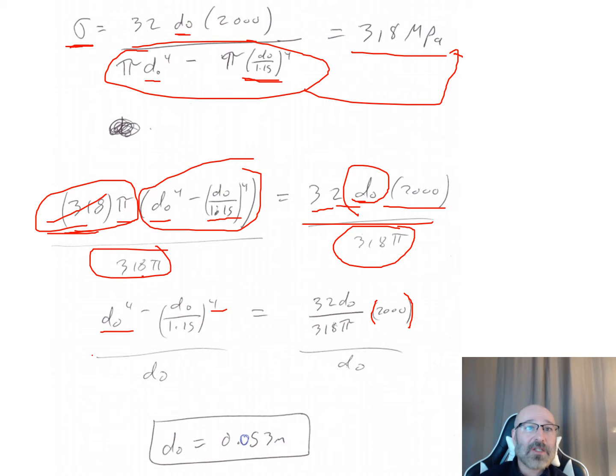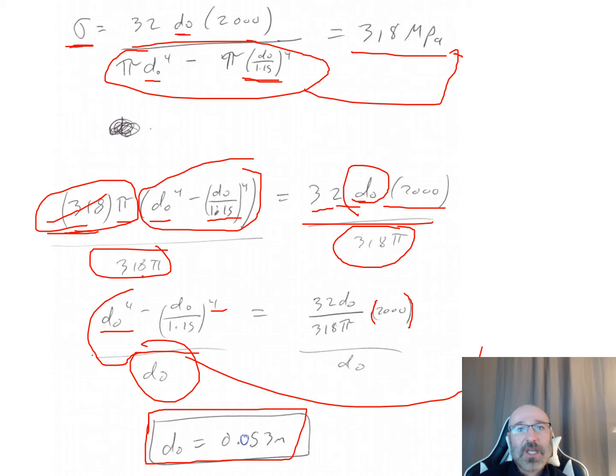rearrange these DOs, and we skip a couple steps right here, but we can take a look and say, well, these are the fourth, I have this 1.15 to the fourth. Make sure we do all that math correctly there, and we end up with our DO is equal to 0.053 meters. Now this step right here with even divided by the DOs is a little bit complicated, but yes, we can do this out by hand.